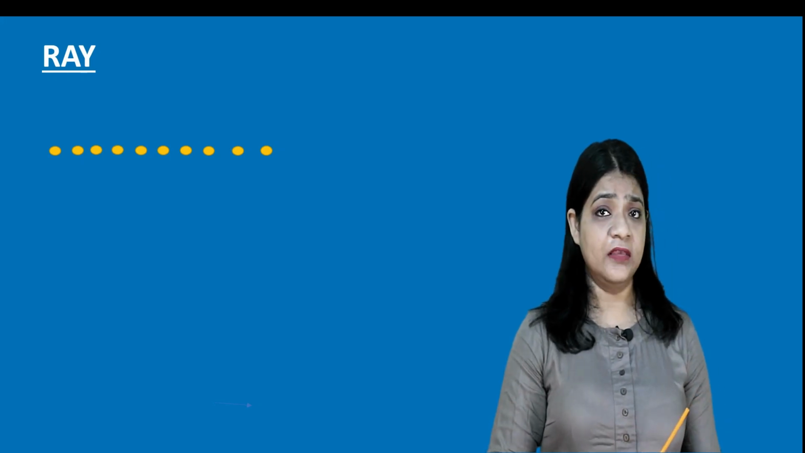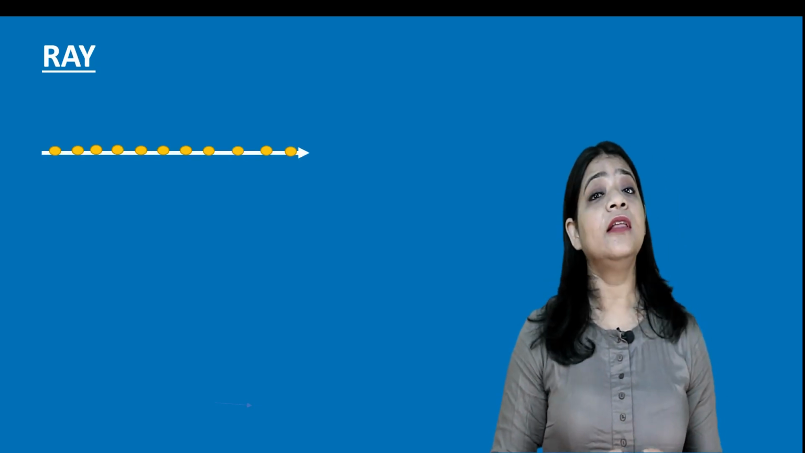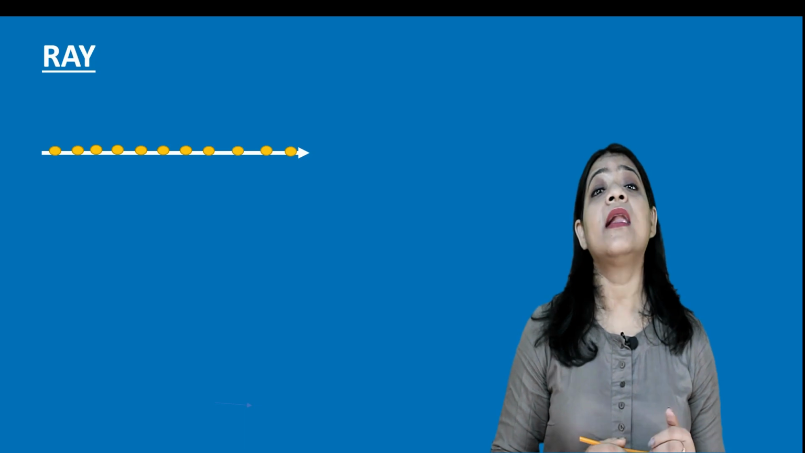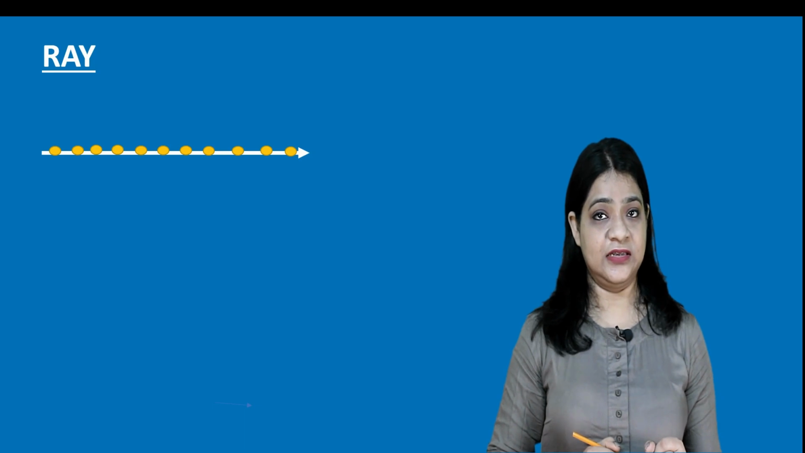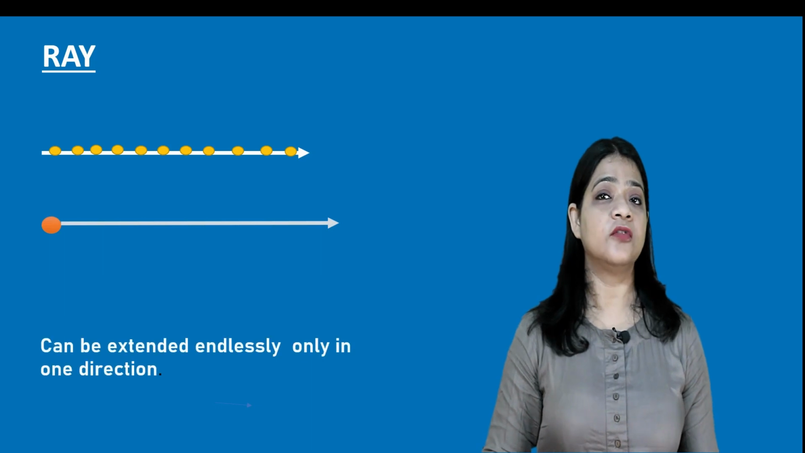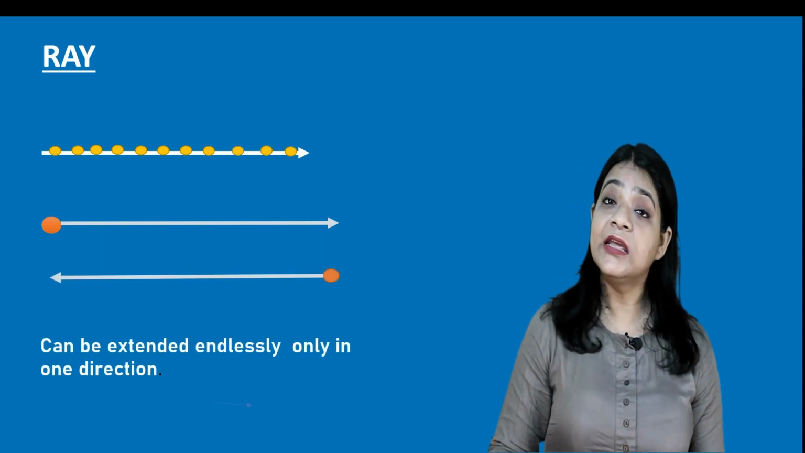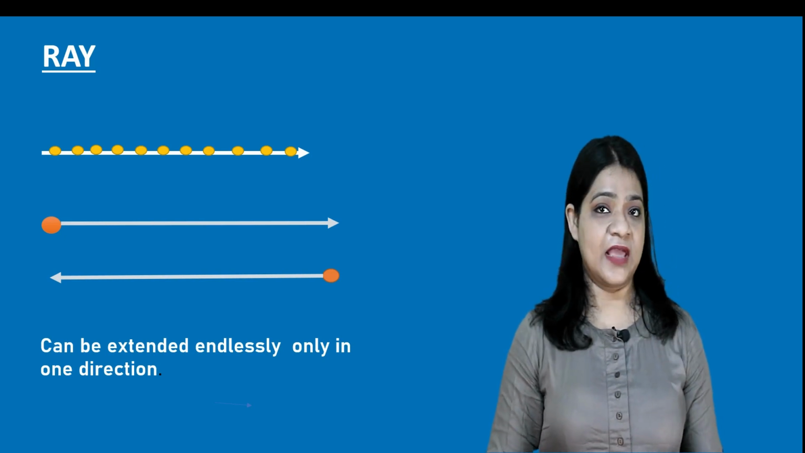Now the next topic is: what is a ray? A ray is similar to a line, the only difference being that one end of the ray is fixed and the other can be extended. Suppose a ray is given where an arrow is marked to the right side. It indicates that the left-hand side is fixed but the right-hand side can be extended indefinitely. A ray is denoted as AB with a bar and only a single arrow above it.